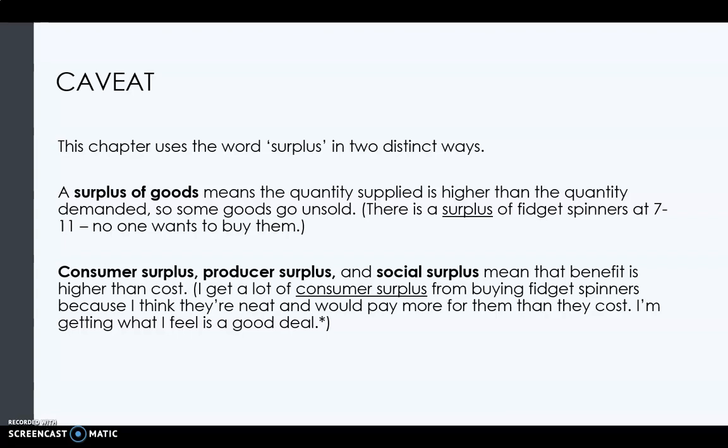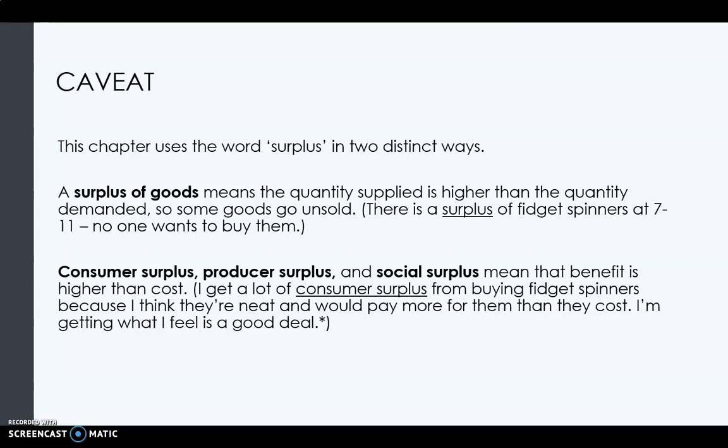Before we get moving on this, I want you to keep in mind the chapter uses the word surplus in two very distinct ways. If we have a surplus of goods, the quantity supplied is higher than the quantity demanded, so some goods go unsold. So there's a surplus of fidget spinners at 7-Eleven. They have them for sale, but nobody wants to buy them. So what happens? They keep getting discounted and discounted and discounted.